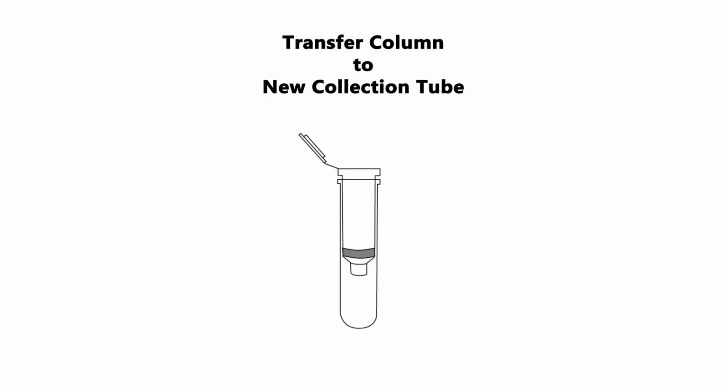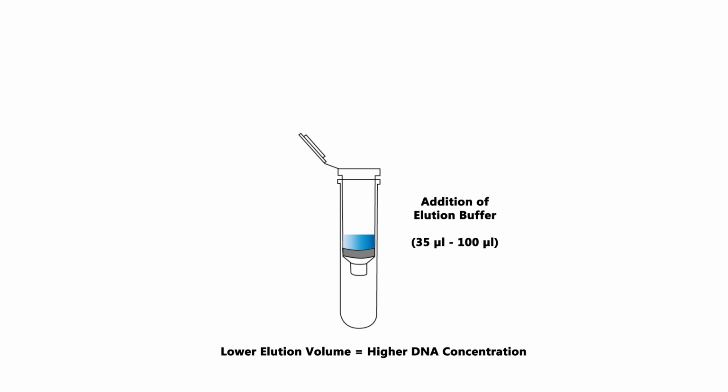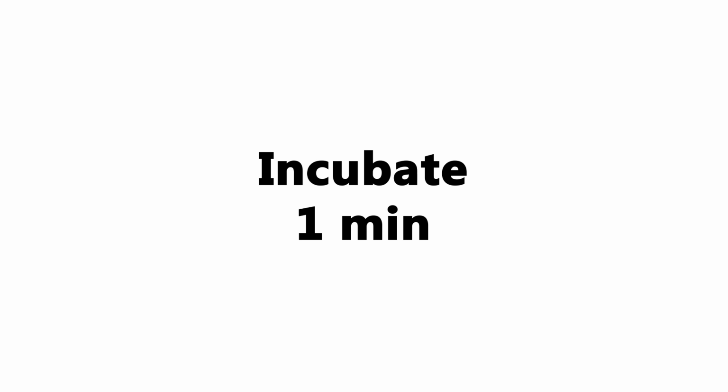The wash step is then repeated. Transfer the column to a new collection tube. Elution buffer is then added. Having a lower elution volume will give you a higher DNA concentration. Incubate for 1 minute, then centrifuge for another minute.